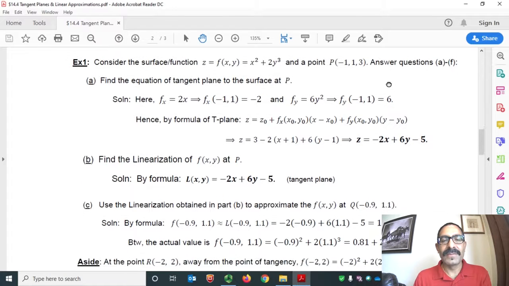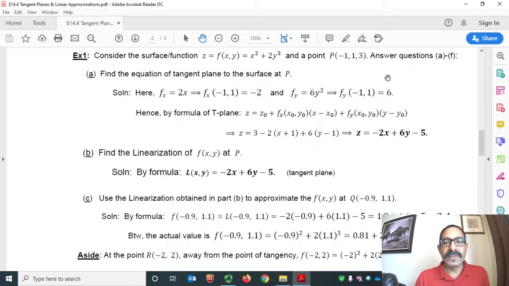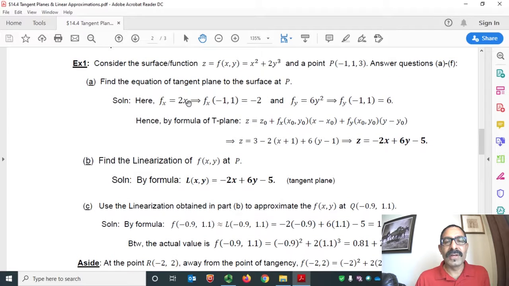So let's find the equation of the tangent plane. First find the first partial derivatives of f with respect to x and y, and evaluate those partial derivatives at a given point P and use the formula. So here fx is 2x, so this 2y cubed is a constant for x partial derivatives. Evaluate fx at (-1, 1), which turns out to be -2. Similarly, the partial derivative of f with respect to y is 6y squared, evaluated at point P, which turns out to be 6.